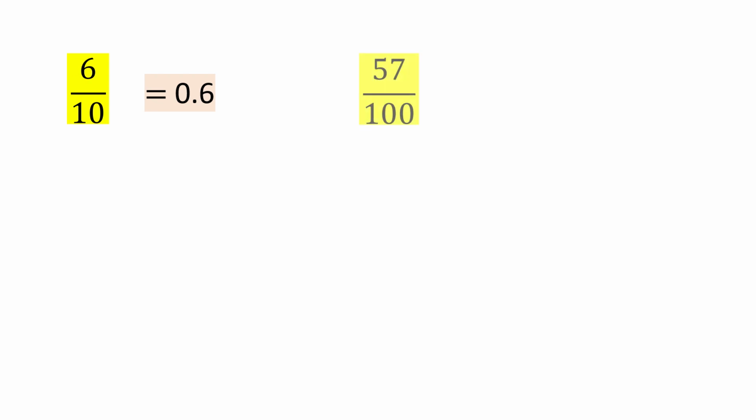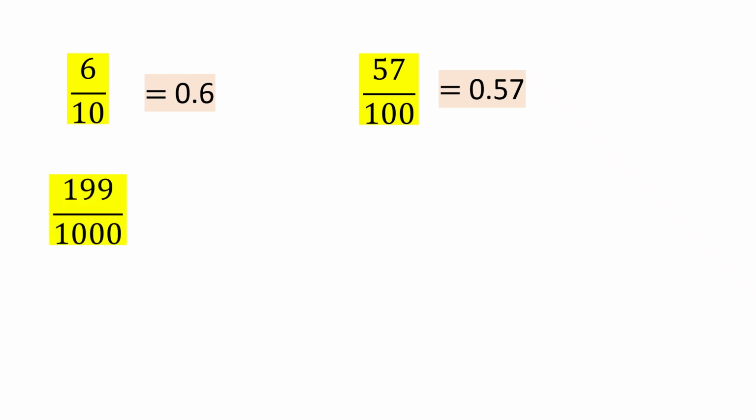So now we have known that 6 over 10 is written as 0.6 in decimal. If we have 57 upon 100 as fraction, it is written as 0.57 in decimal. If we have 199 by 1000, how would you write? Now look at a pattern. This is a shortcut. You don't need to make blocks and number lines for understanding how to write in decimal.